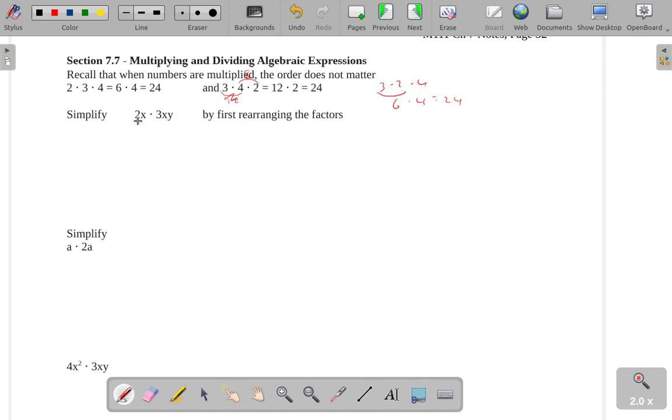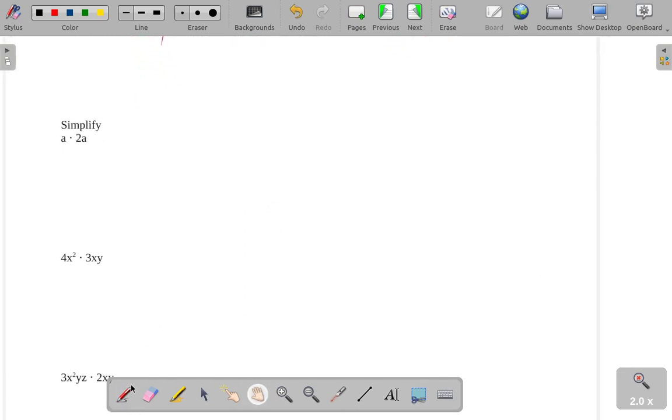So if you have 2x times 3xy, this is all multiplied. What you can do is take the 2 times 3 and put them together. You can do the x times x and put them together, and you can do the y at the end. So we would say that this is simplified, putting all the constants, multiplying those together, and then putting all the like variables, using the exponents to represent multiple copies of that variable. If you had a times 2a, well, the 2 is your constant, and a times a is a squared, so you'd get 2a squared.